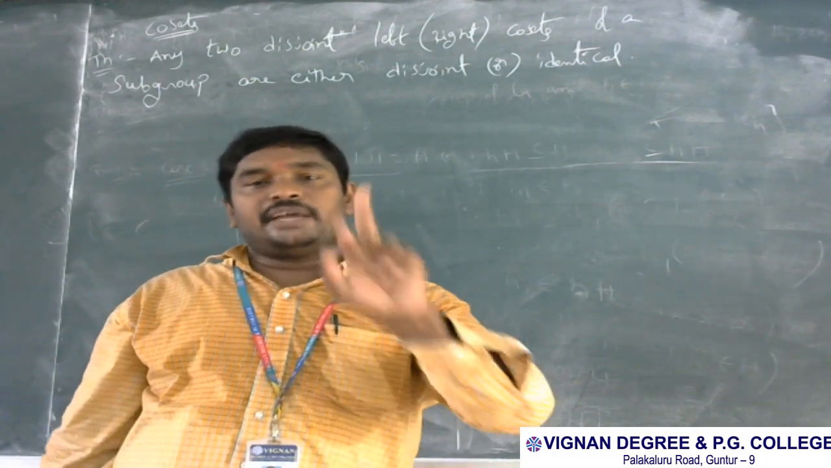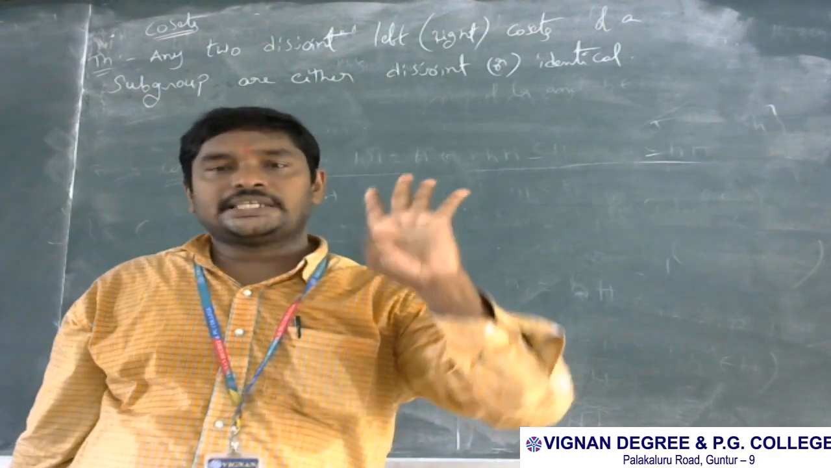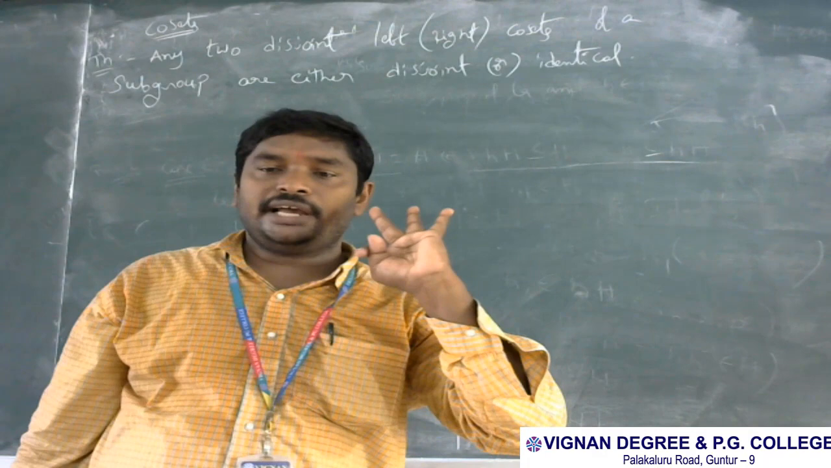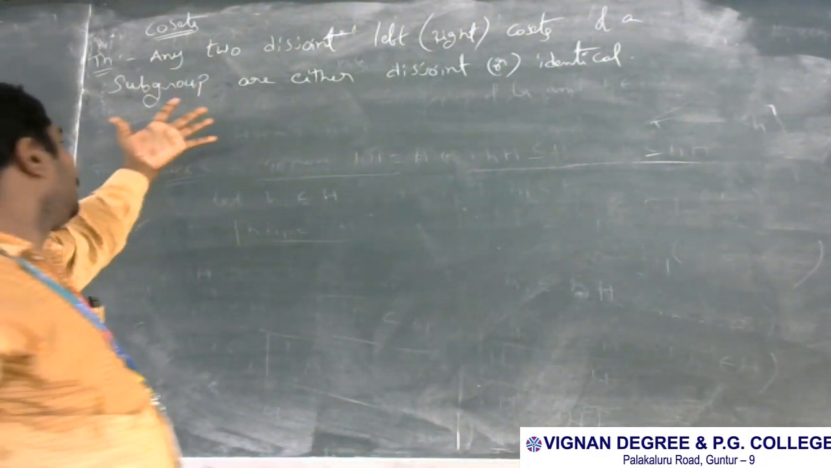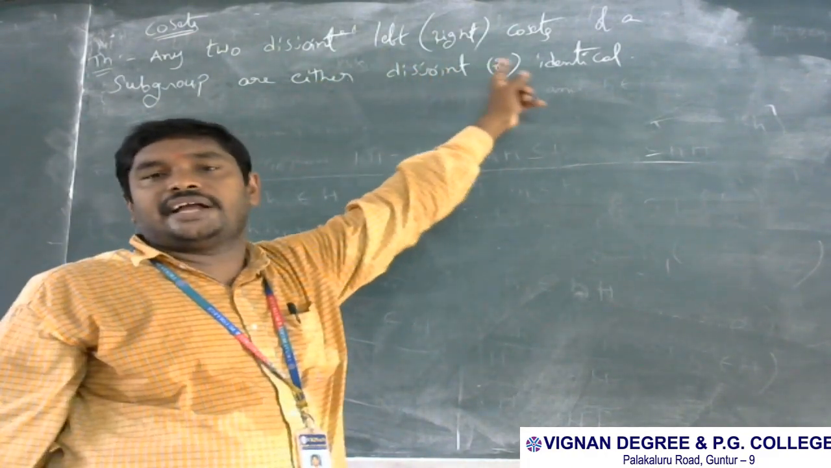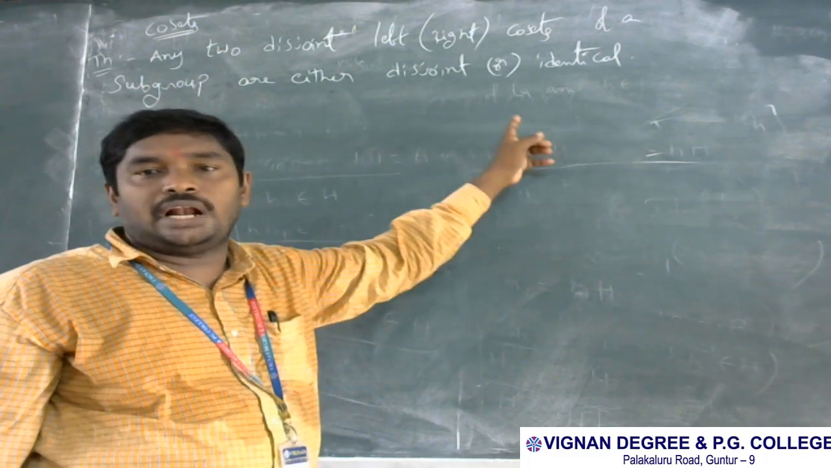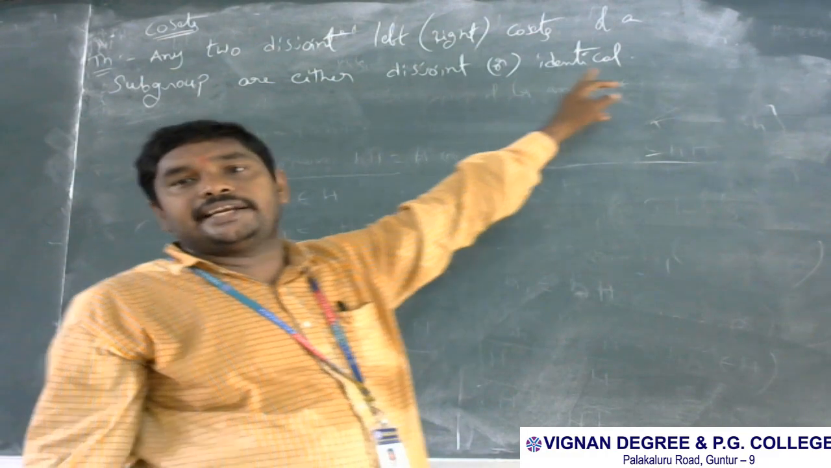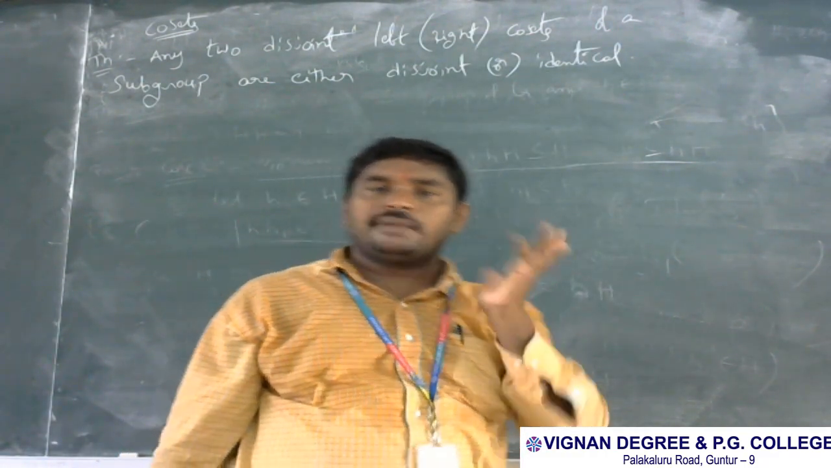What are they? Left or right? So we have to prove both. Case 1 left cosets, case 2 right cosets. Next, of a subgroup are either disjoint or identical. Here also disjoint means not both equal, so both are different. Identical means both must be equal. Understand, students? What the statement contains?